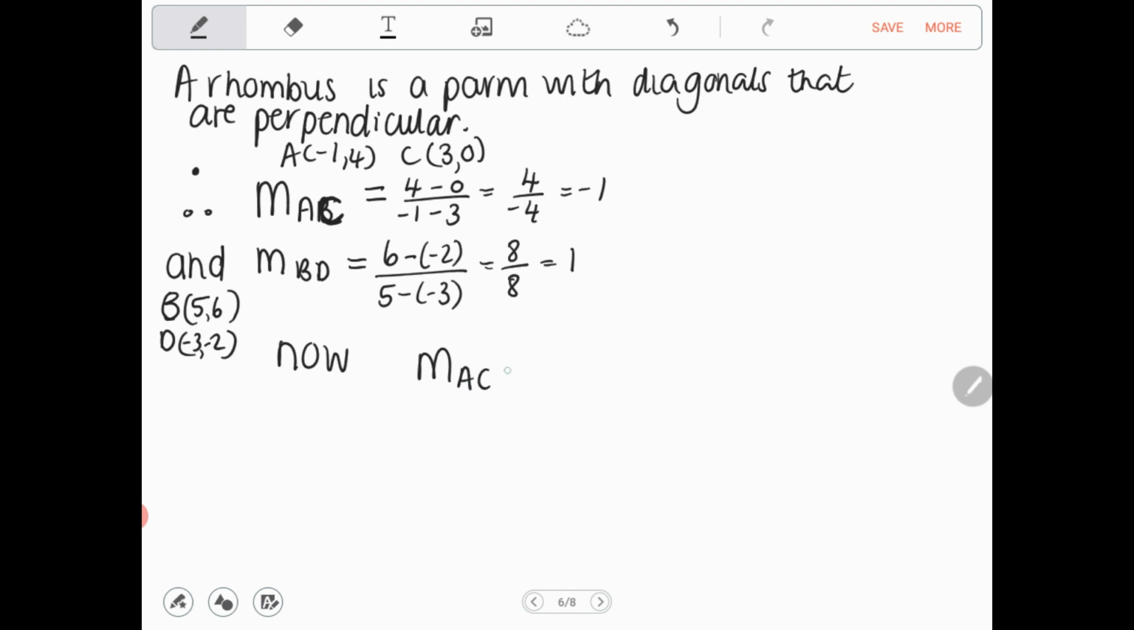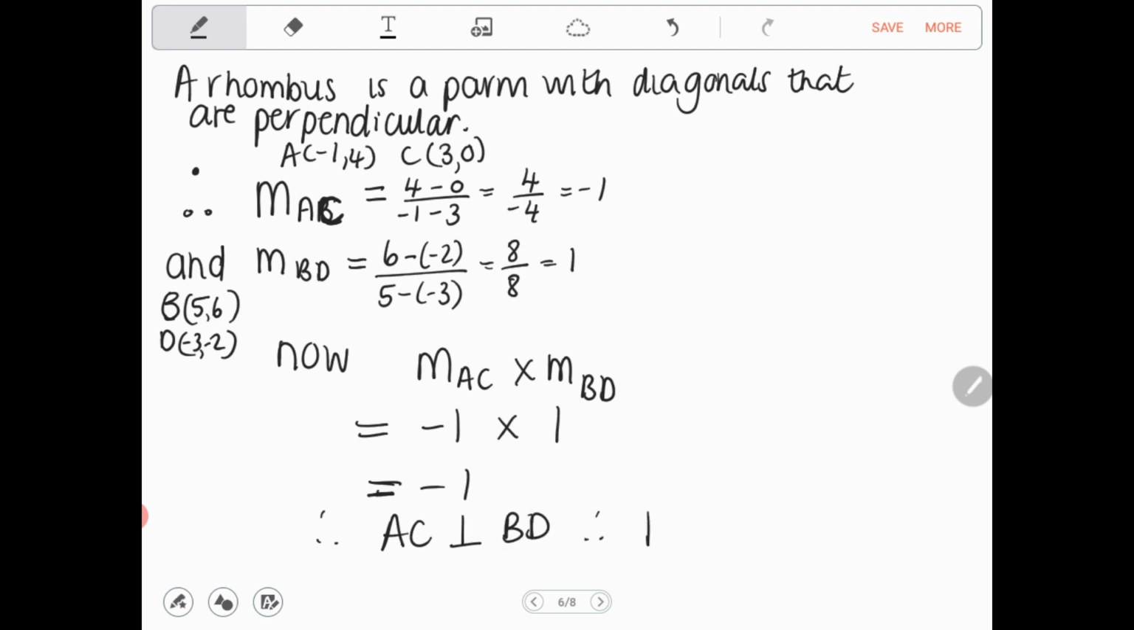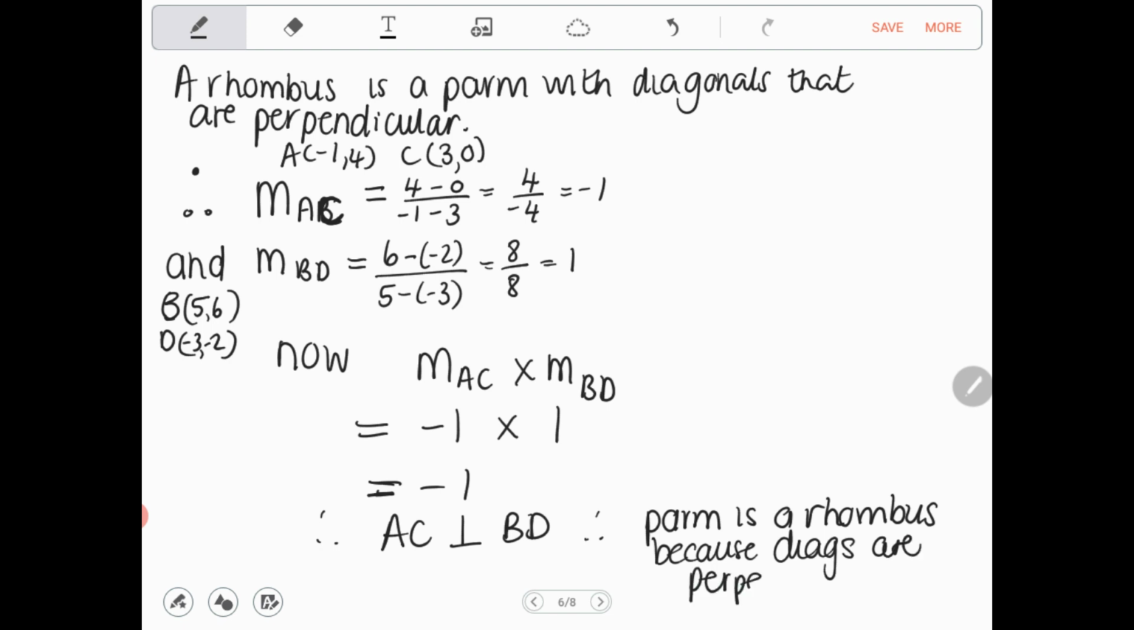Now, if we look at the gradient of AC times the gradient of BD, it's -1 times +1, which gives me -1. So the product of the gradients is -1. Therefore, AC is perpendicular to BD. Therefore, the parallelogram is a rhombus because the diagonals are perpendicular. So that changes your parallelogram into a rhombus because it has diagonals that are at 90 degrees.